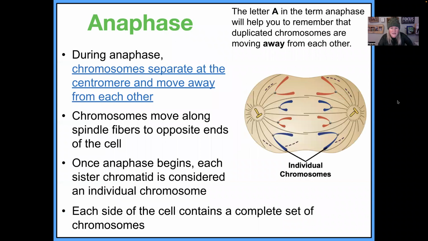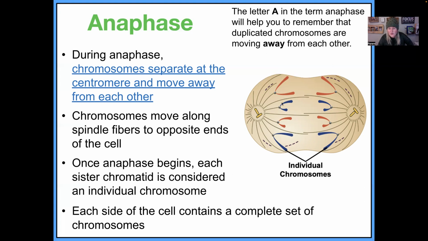Anaphase, the letter A in the term anaphase will help you to remember that duplicated chromosomes are moving away from each other. During anaphase, chromosomes separate at the centromere and move away from each other. Chromosomes move along spindle fibers to opposite ends of the cell. Once anaphase begins, each sister chromatid, so these are the sister chromatids, is considered an individual chromosome. Each side of the cell contains a complete set of chromosomes.